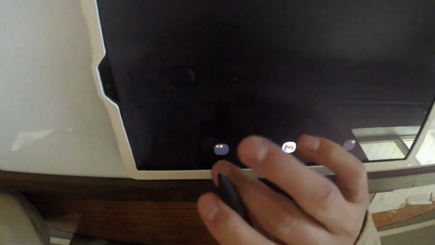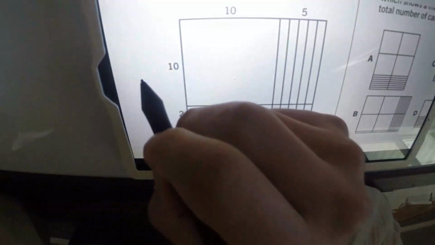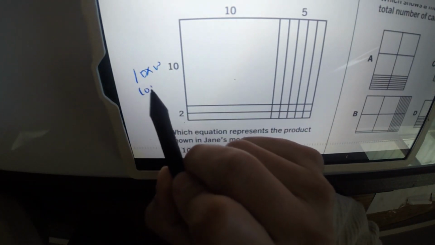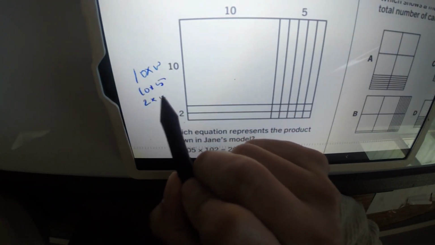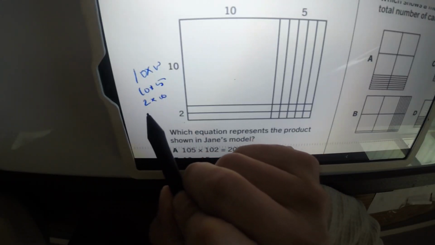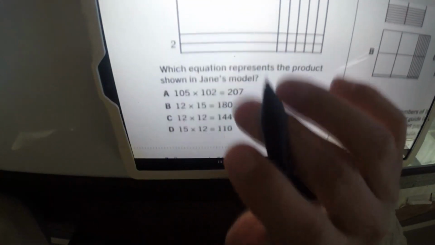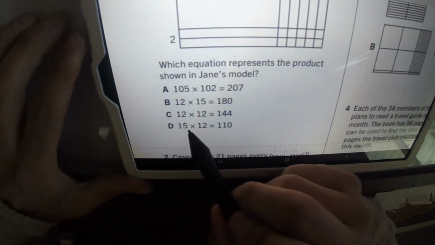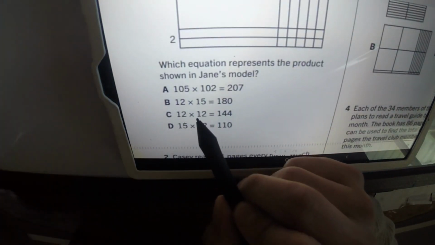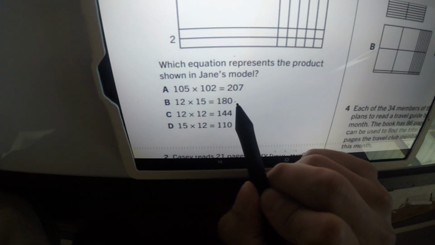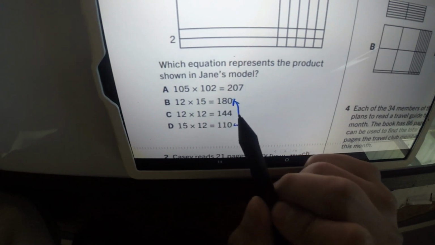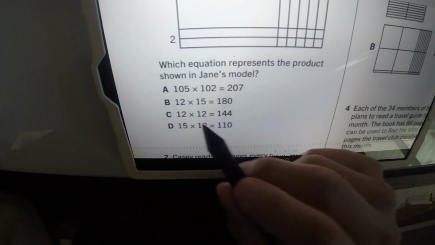So again, I'm trying not to give you the answer. So 10 times 10, 10 times 5, 2 times 10, and 2 times 5. Then you take all those numbers and add them up. That's going to give you the answer. Okay? One of these is correct. You can see 12 times 15 is what you're looking for. One of these is the answer. It's either this one or this one. One of these is not correct, obviously.